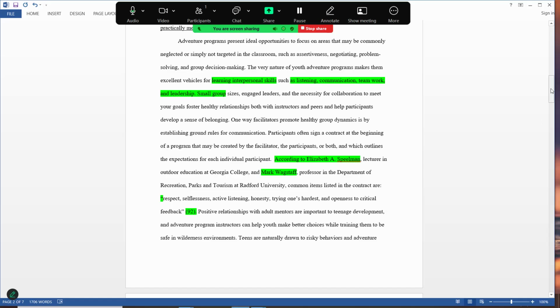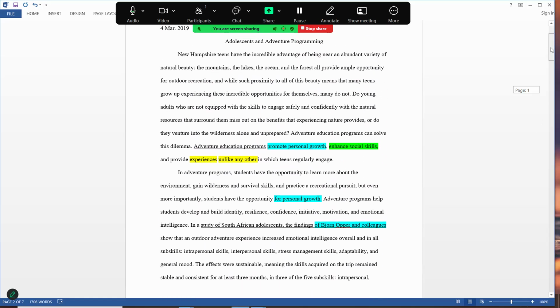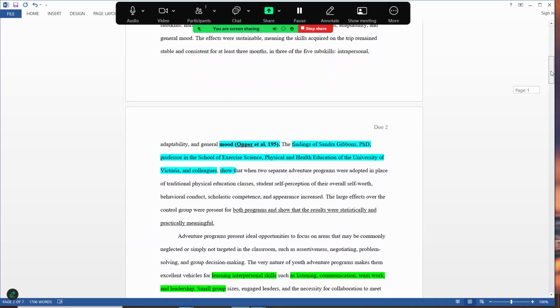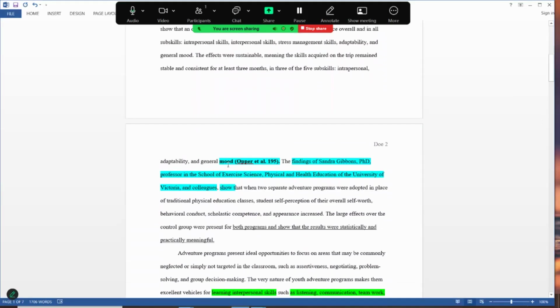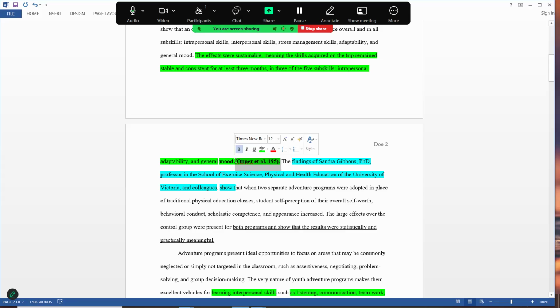Now, if you go back up here, we had a paraphrase, you'll see actually she has Opera et al. She used Opera et al. and a page number. And she uses this because this information in the sentence is originally from Opera et al. And it's found on page 195. But she is not giving them credit for it in the sentence. So because she's not giving them credit in the sentence, she must include it in the in-text citation, or right here, Opera et al., page 195.